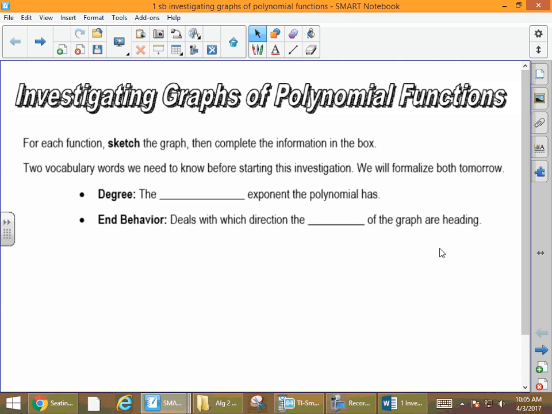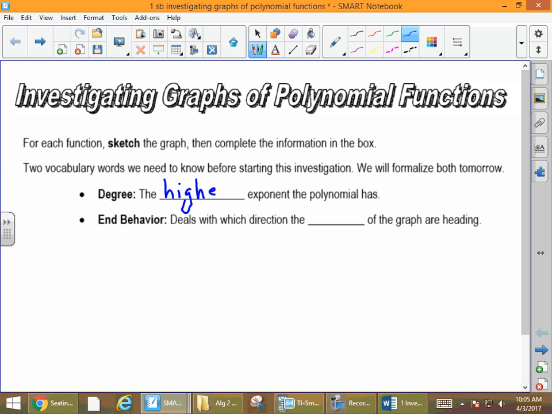There are 2 vocabulary words that we need to know before starting this investigation. We will talk more about them tomorrow. The first one is the degree. The degree of our function is going to be the highest exponent in that equation that we're working with.